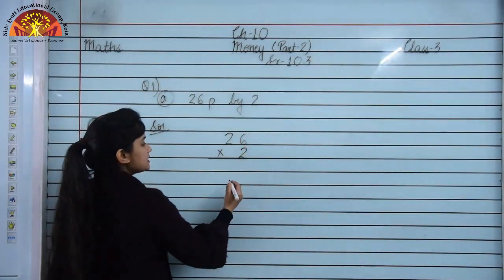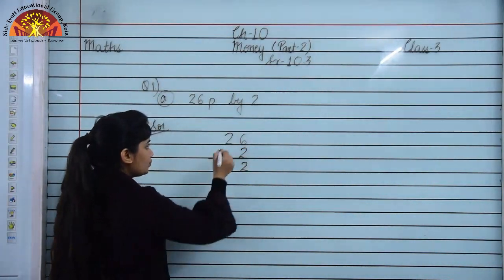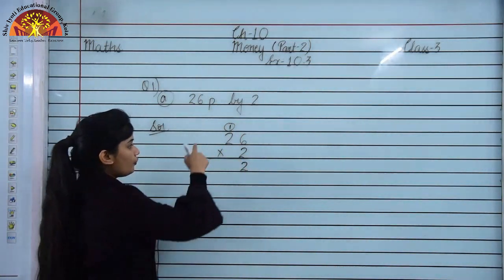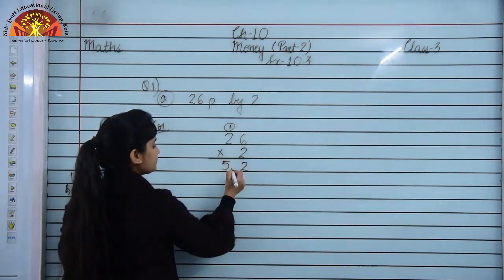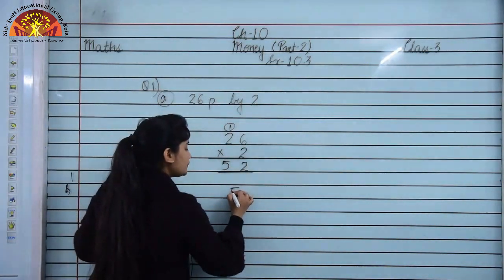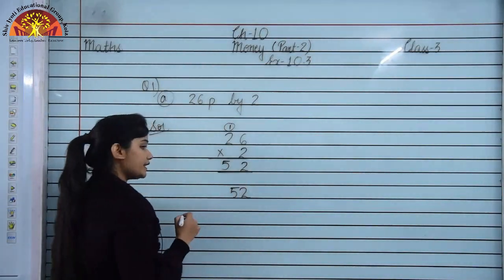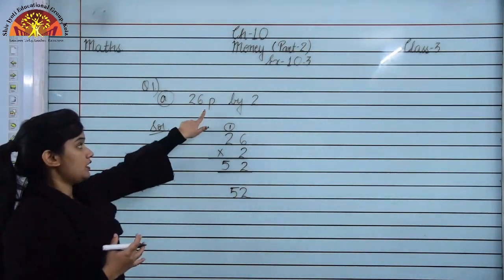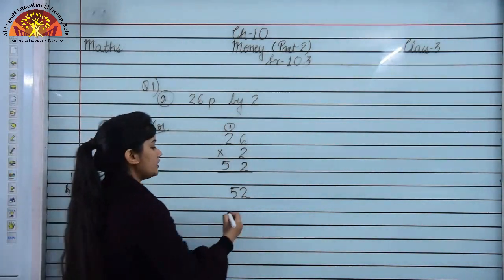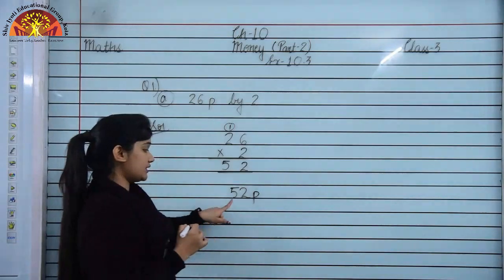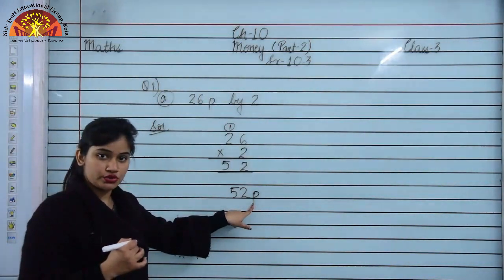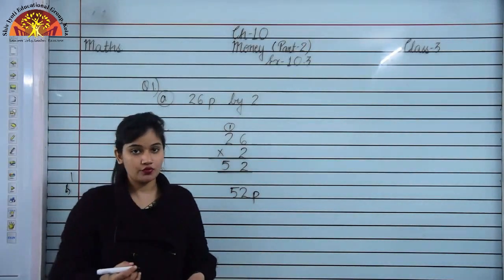Now 2 6s are 12, so we will write 2 here, 1 carry over, then 2 2s are 4, 4 plus 1 is 5. Now you can see what the answer is. The answer is 52. Now what will I write here, rupees or paise? We can see in the question what is coming here, paise. So here also we have to put paise. The answer is 52 paise. Simple, students. In this way you can do the rest of the questions also.